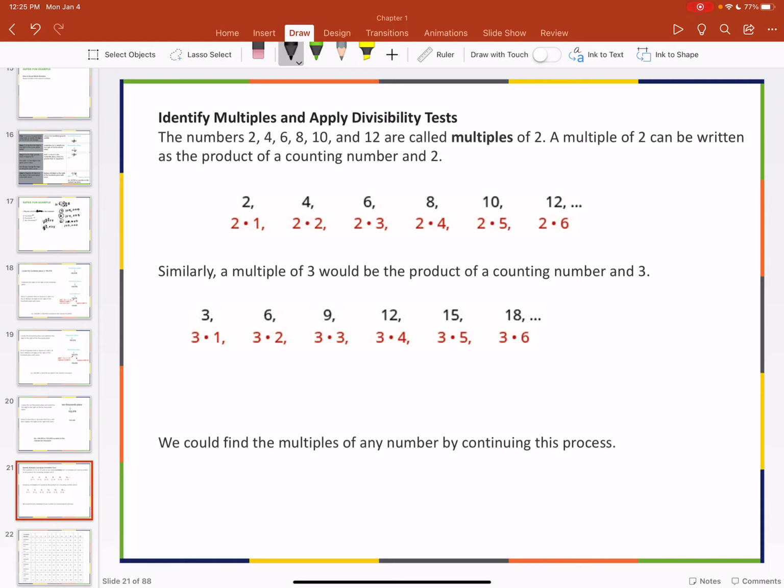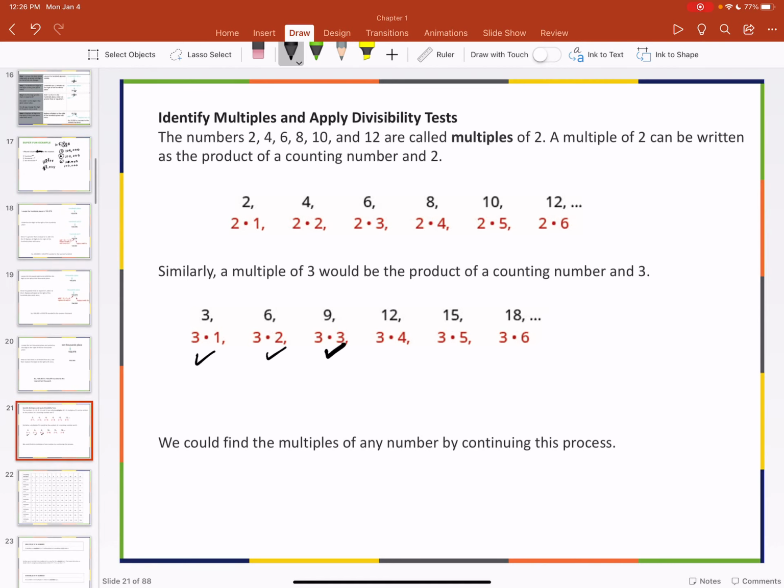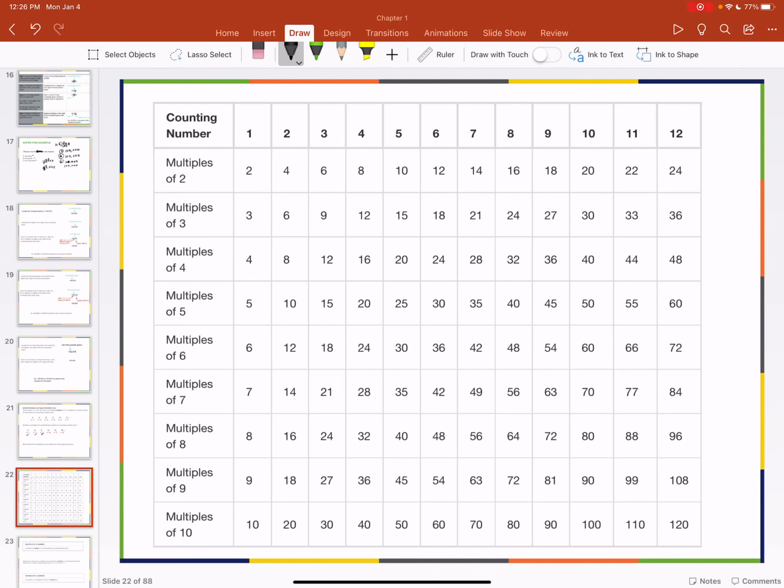Then you're also saying, okay, 3 the first time, then the next one would be 6. I said it twice, add one more 3, which is 3 times 3, that's 9, and so on, okay? So here are some common multiples. We have 2, 4, 6, 8, all the way to 24, 3, 6, 9, 12, right? And then here the 10s: 10, 20, 30, 40, 50, 60, 70.